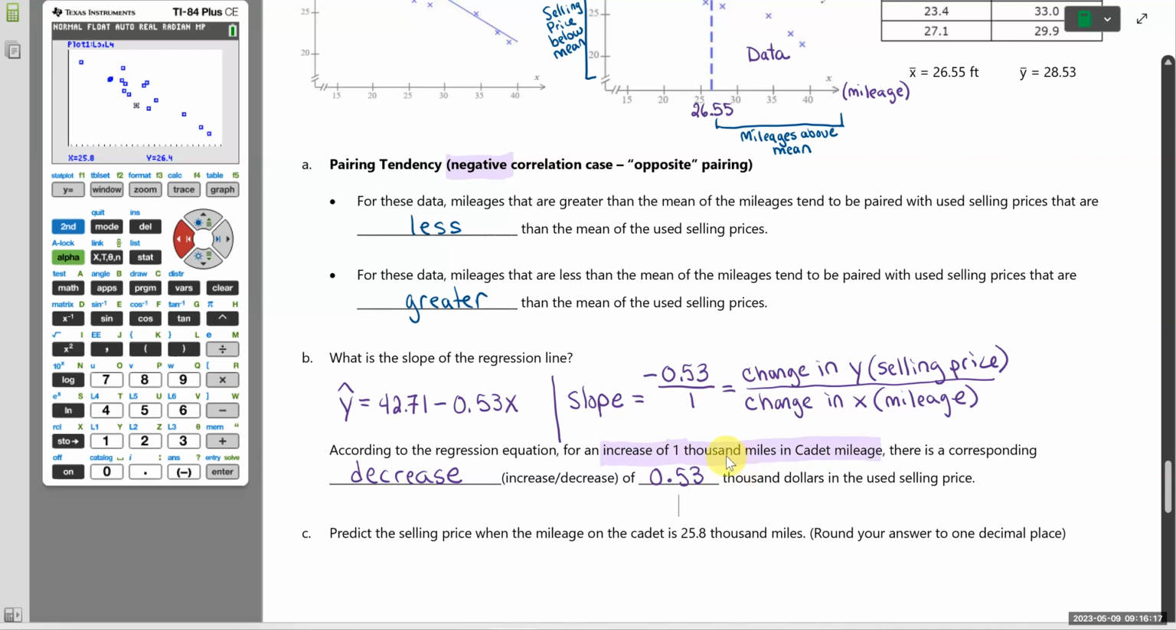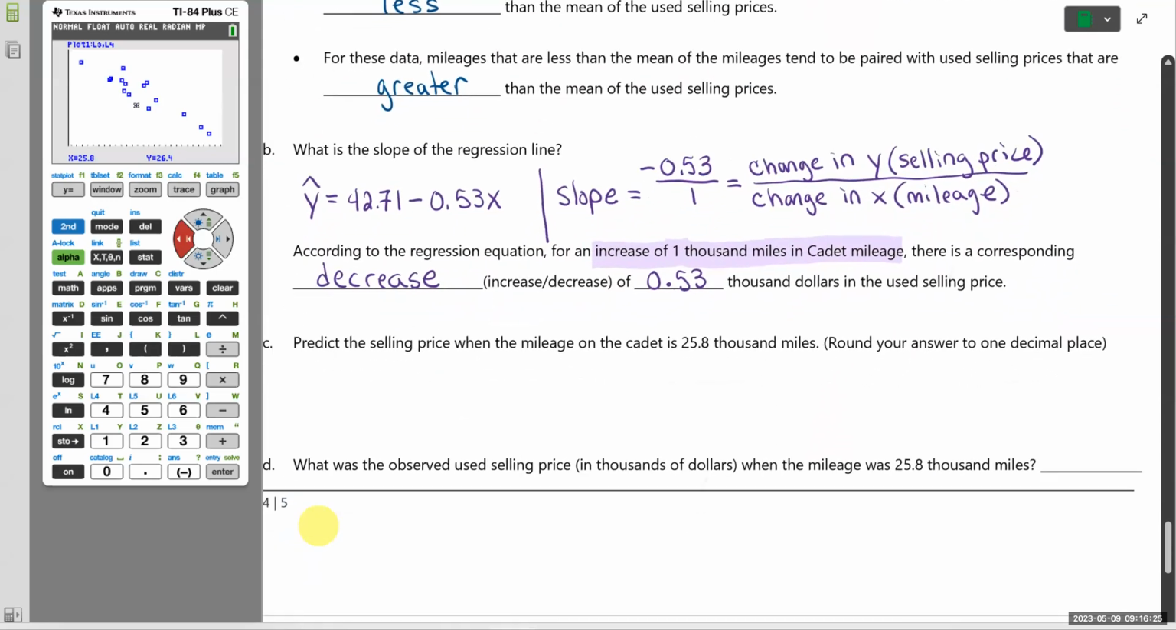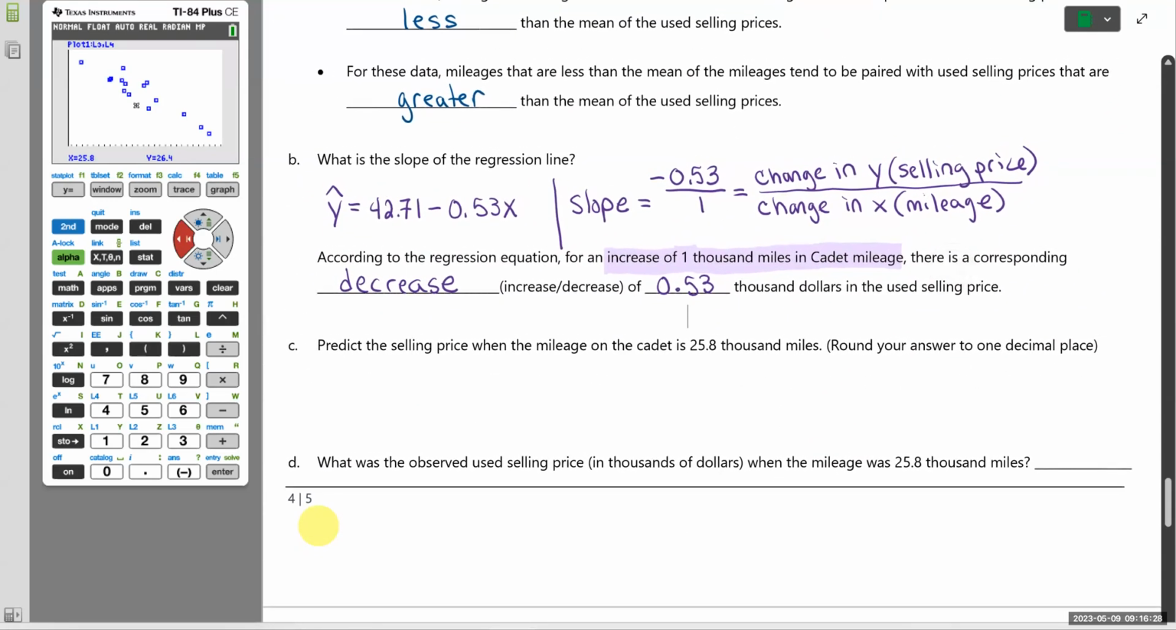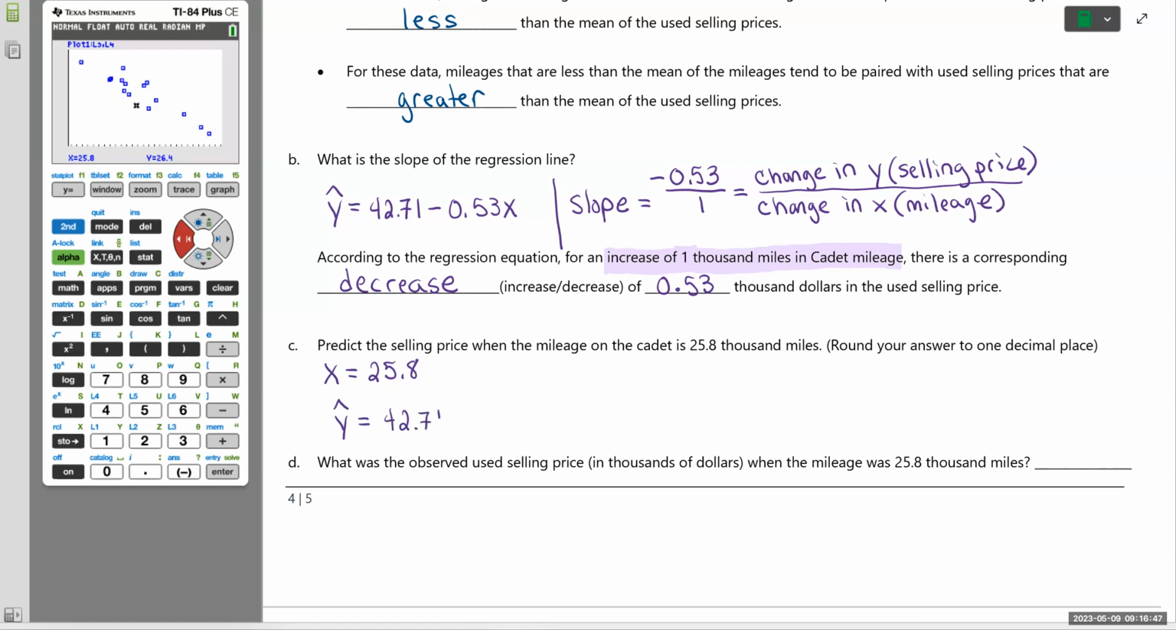All right, and then let's do some predicting. So the reason for coming up with this regression line is to also help us make predictions on how much you'll get for your car based on the mileage it has. So it says predict the selling price when the cadet has 25.8 thousand miles on it. So that's your X value, 25.8. So we're going to substitute it into our regression equation that we wrote above. So 42.71 minus 0.53 times that value X.